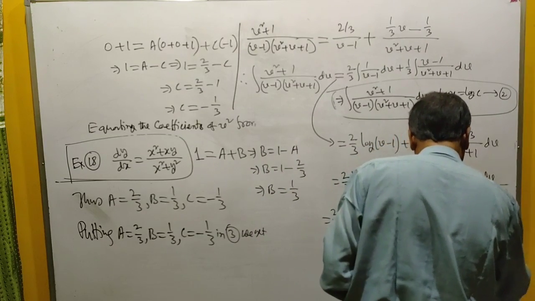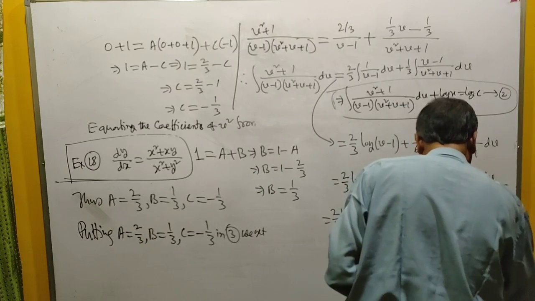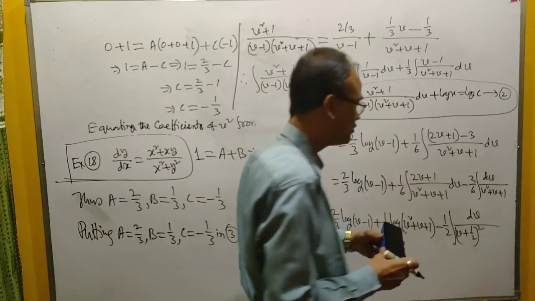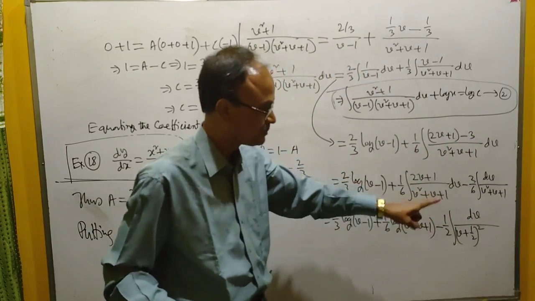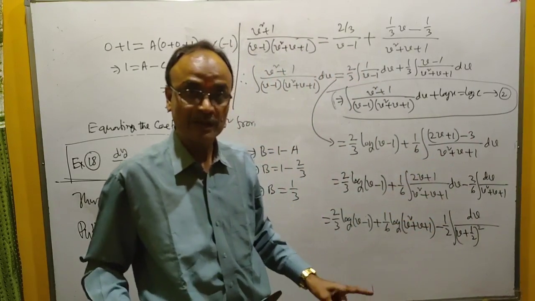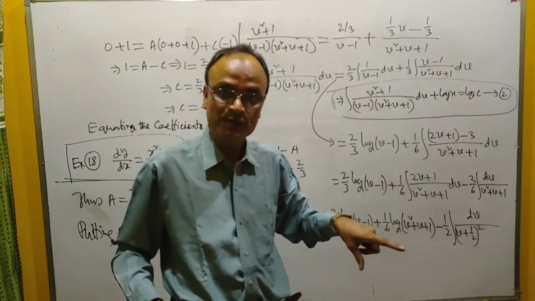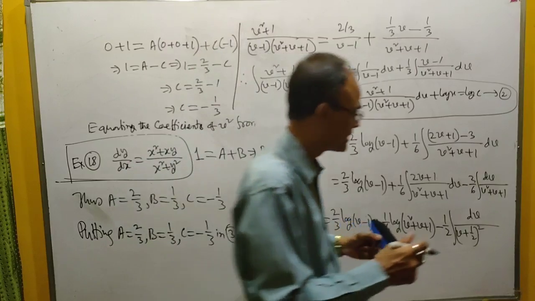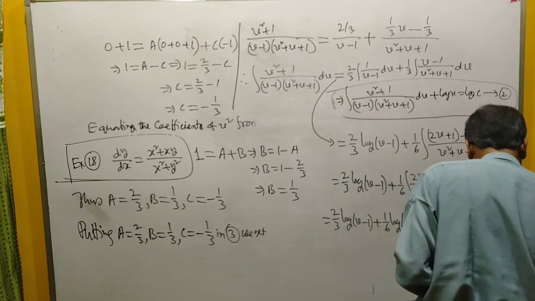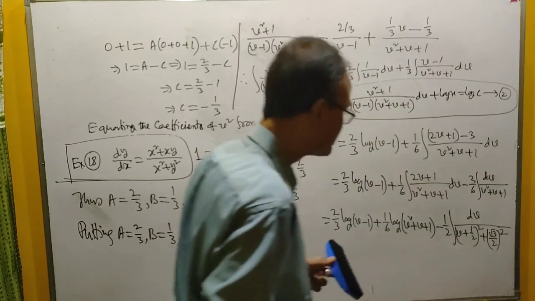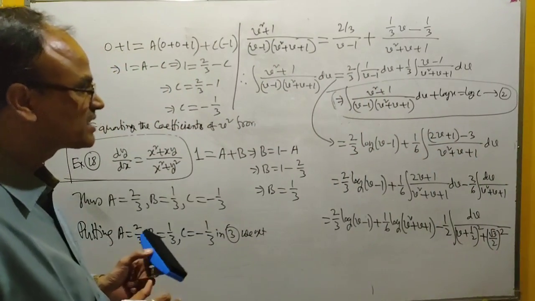Minus 1 by 2 integral. It can be written as b plus half whole square. Means you have written b square plus b plus 1 by 4. You should have written 1. You have already written 1 by 4, therefore 3 by 4 should be written here. 3 by 4 means root 3 by 2 whole square.